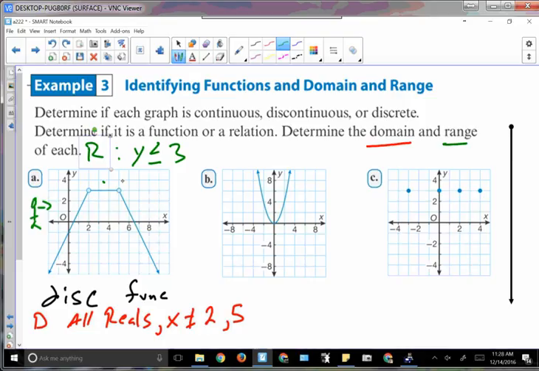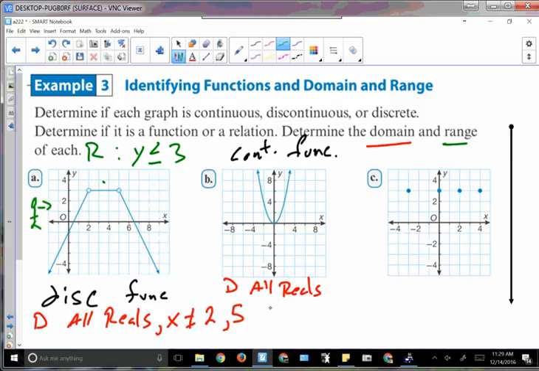Let's take a look at where B is at. So, continuous, discontinuous, or discrete. Okay? So we got a continuous. Now, function or a relation. Function. Okay? Domain. Now, does it have any gaps in it? No, no gaps, so that means that the domain here is going to be all reals.